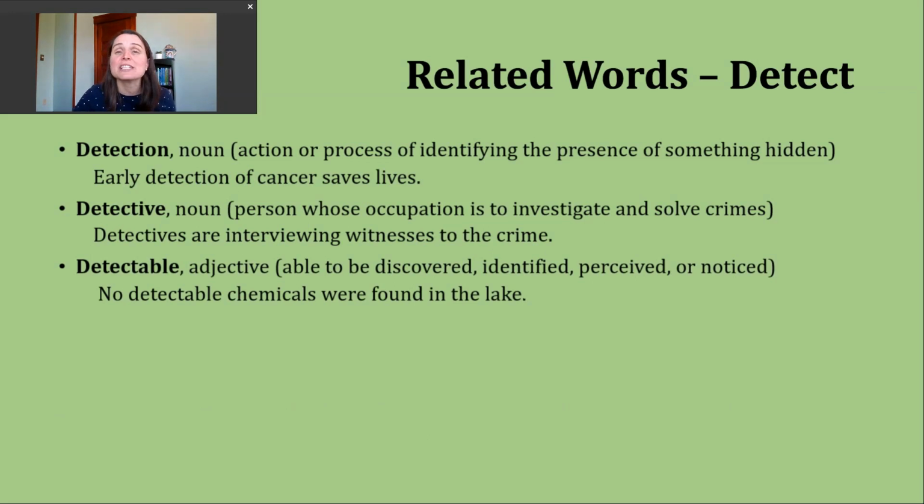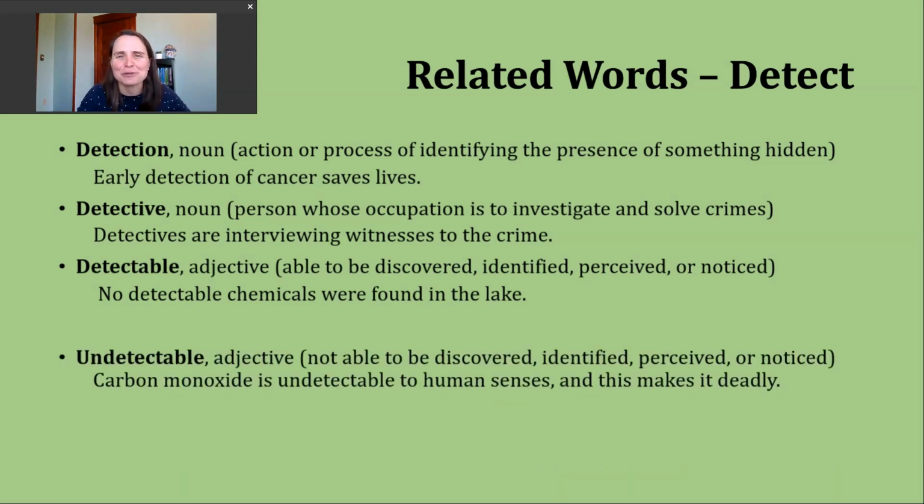Another related word you might hear is the adjective detectable. And I always encourage my students, when you see that suffix able, think able to, and then look at your root word. So here, able to be detected, discovered, identified, perceived, noticed, all of those things are going to connect here. An example of this adjective in a sentence might be: no detectable chemicals were found in the lake. So perhaps there was a concern, a worry, something had spilled into this particular body of water. They test it and they're not able to discover, identify, or notice any chemicals.